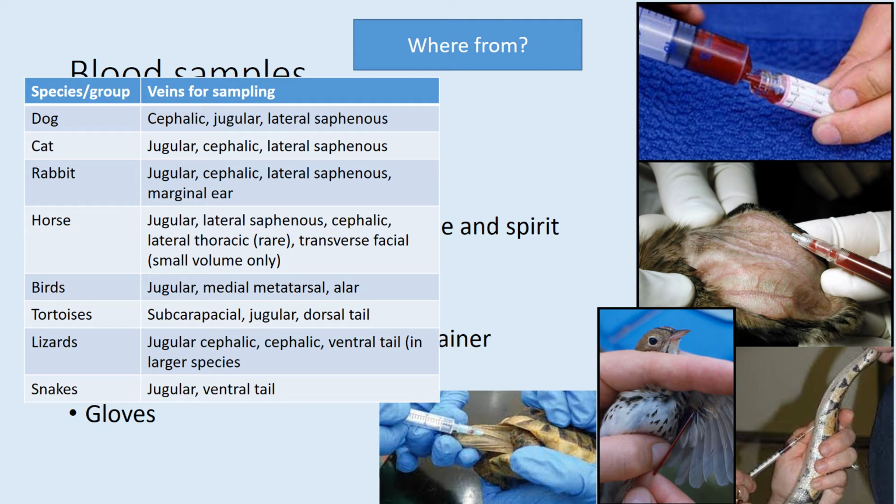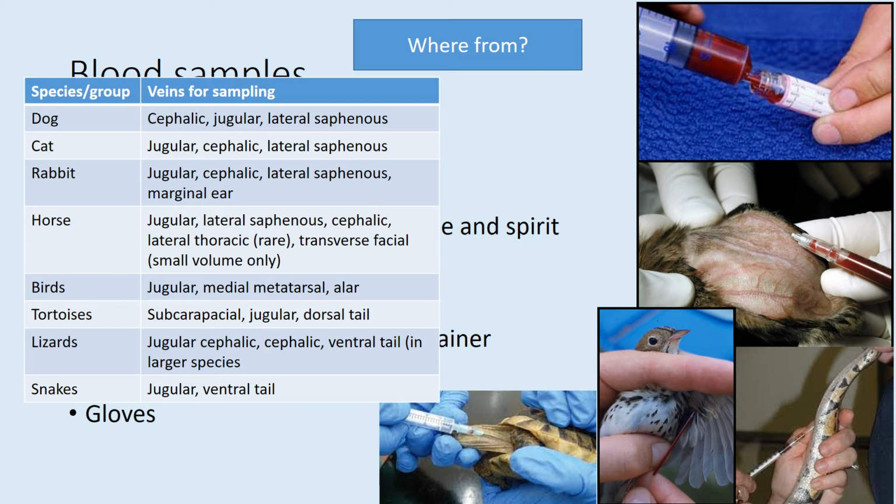The best vein for obtaining a sample in dogs and cats is the jugular vein, because the pressure in that vein will allow a suitable volume of blood to be obtained for most routine blood tests. If you can't use the jugular, your second choice will generally be the lateral saphenous vein, which is on the side of the hind limb. In rabbits, we've got a similar listing, but the most commonly used blood vessel is the marginal ear vein, which is in the side of the ear.